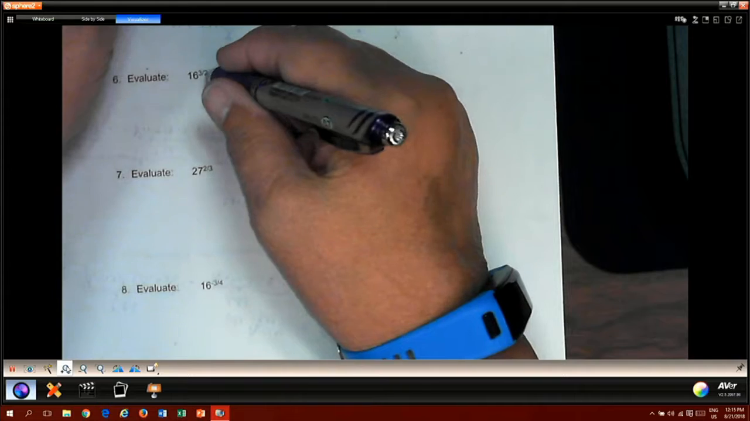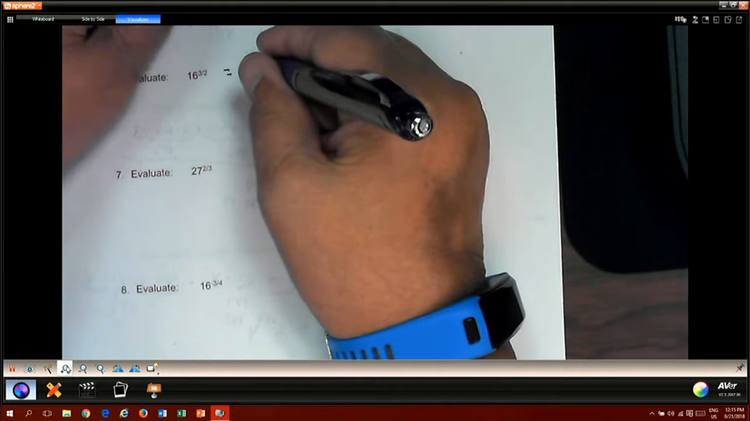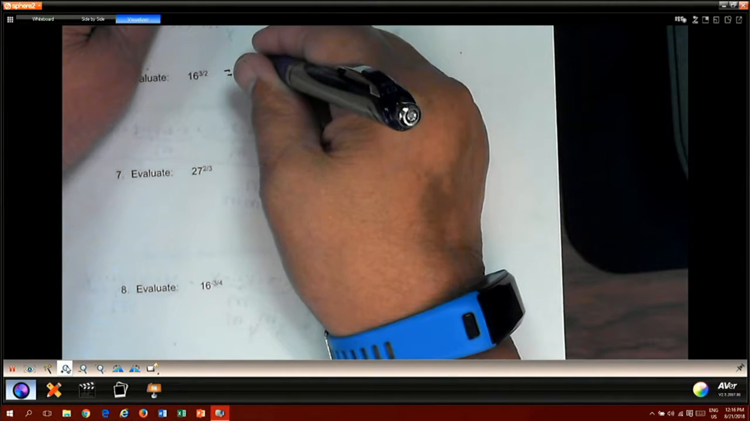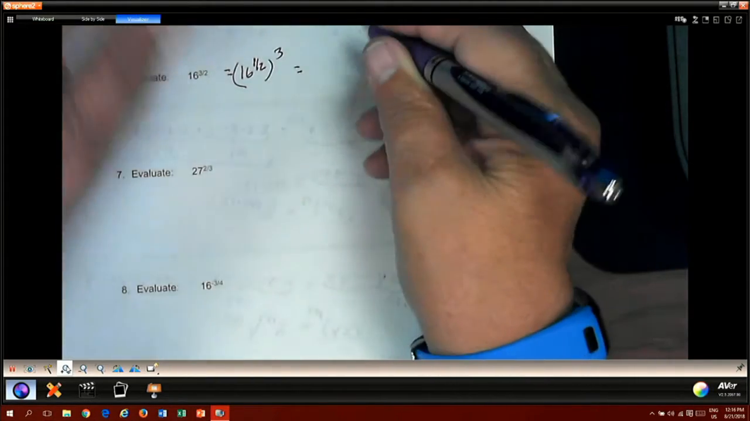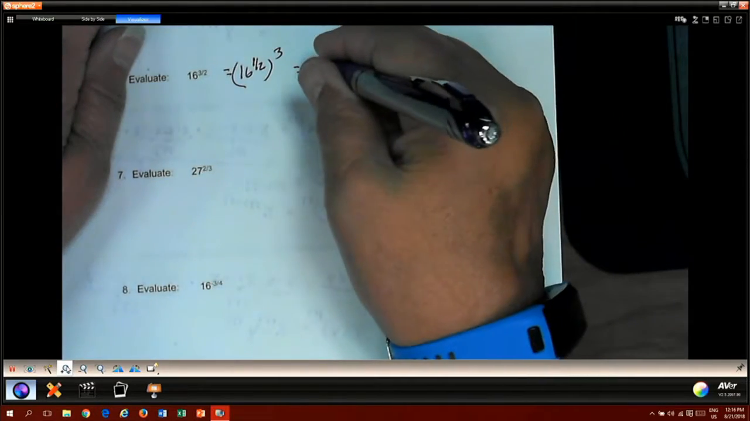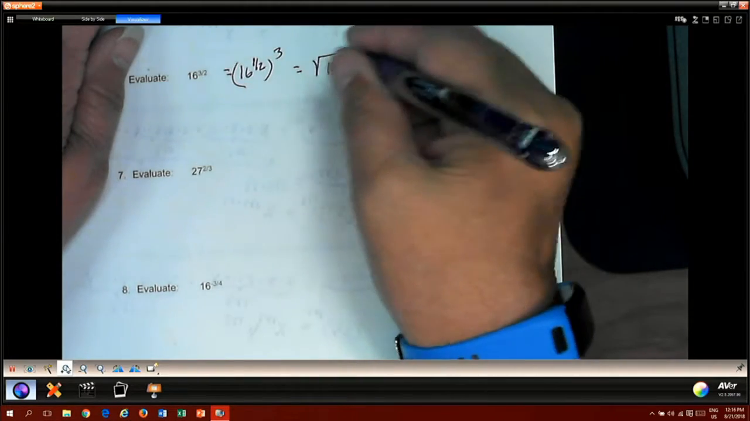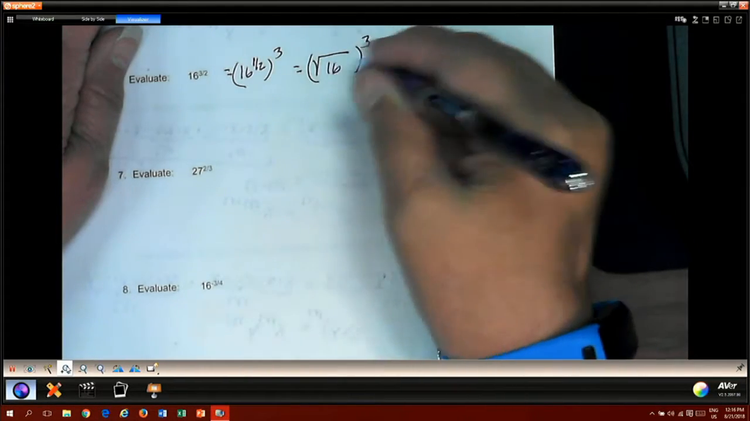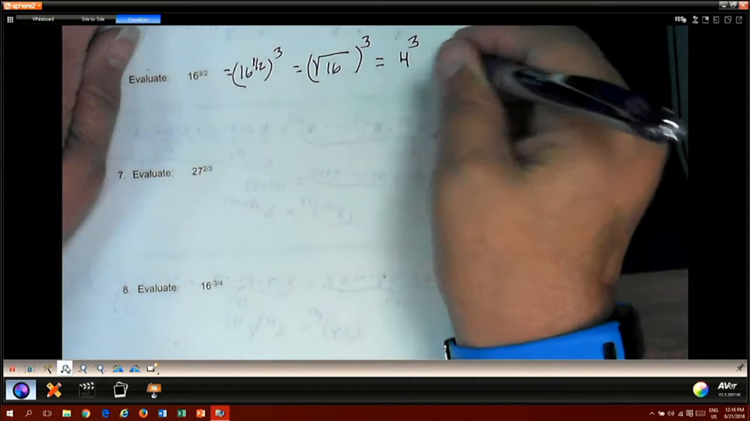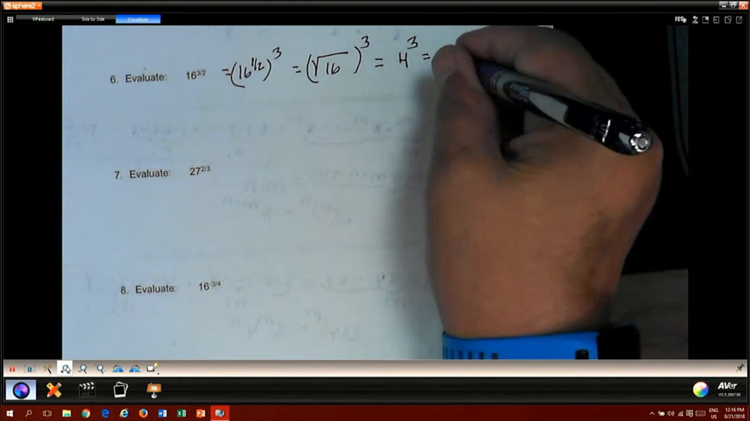So we have 16 to the 3 halves. So we can break it down to be 16 to the 1 half to the 3rd power. Well, anything to a fractional exponent is a root. And because the denominator is 2, it's a square root. So this becomes the square root of 16 to the third. Square root of 16 is 4. 4 to the third, well, 4 times 4 is 16. And if we multiply 16 times 4, we get 64.